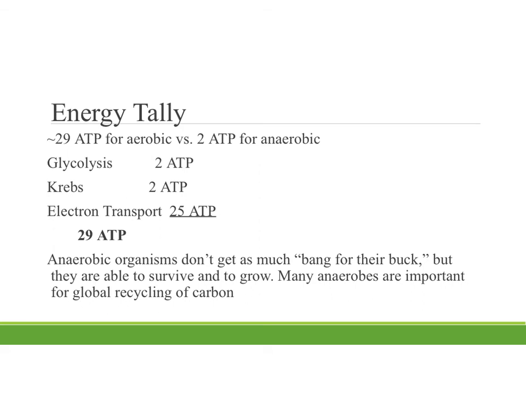However, this is a process that has allowed them to grow and survive. And so even though they're not getting like 29 ATP molecules, they're still getting 2 ATP, and that has been enough for them to survive and grow. Not to mention, many of these anaerobes are still super important molecules that we need. For example, they help recycle carbon.